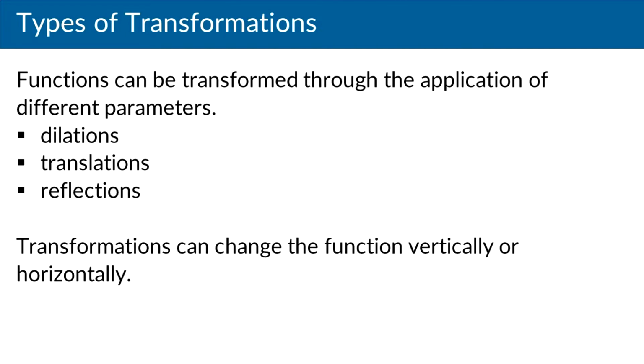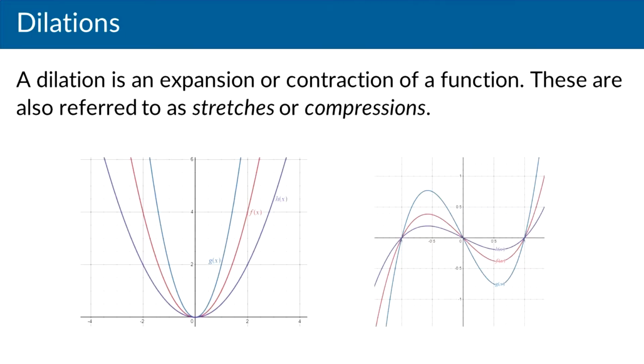In looking at transformations of functions, we're going to explore the three types: dilations, translations, and reflections. And it's important to know that these three types of transformations can impact a function both vertically and horizontally. And in this video, we're going to explore the vertical transformations exclusively. So let's look at each of those types of transformations to define exactly what they are.